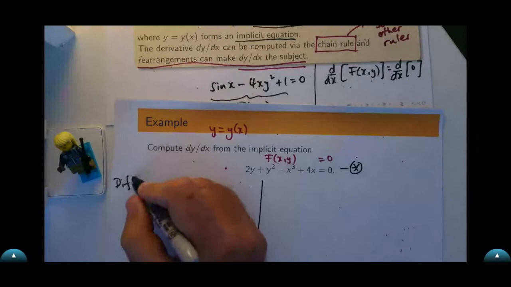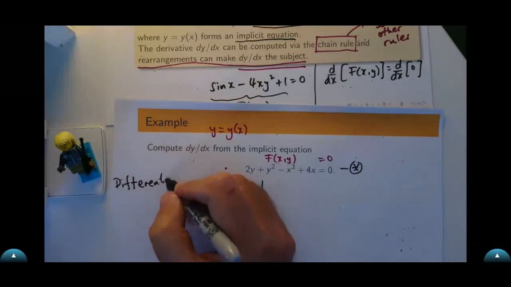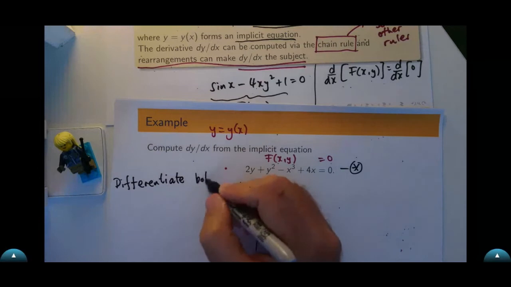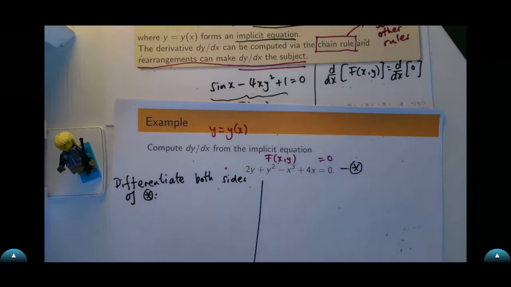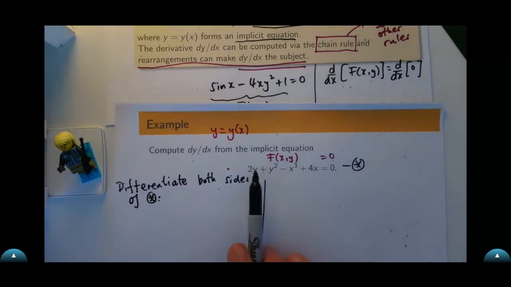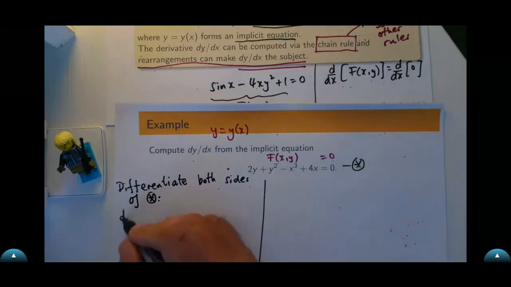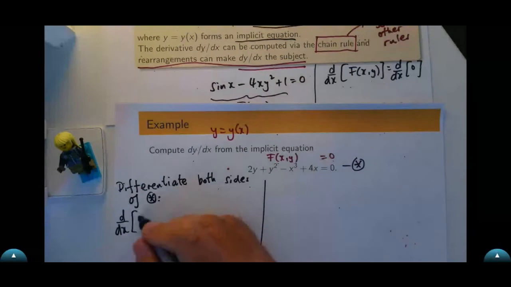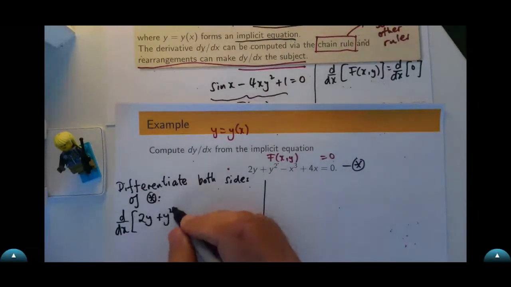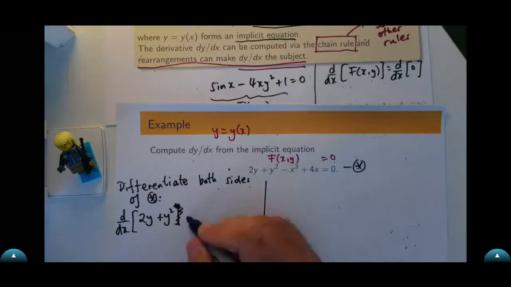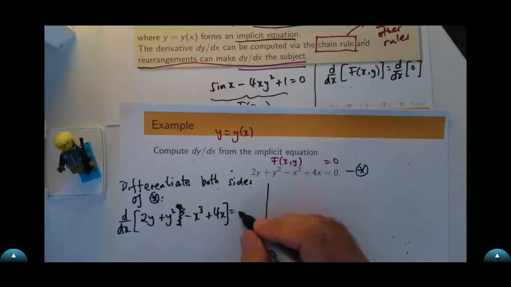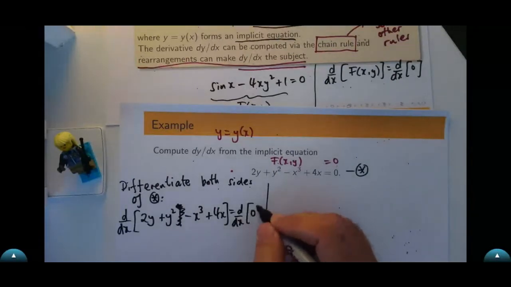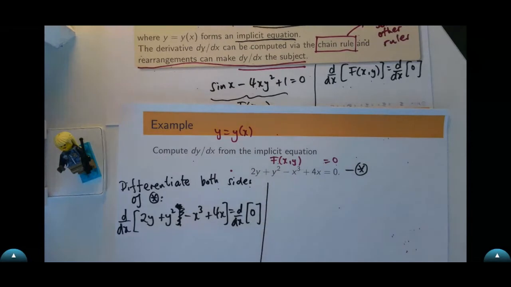So let's differentiate. Okay? So this is nice because we can break it up into, you know, the derivative of that plus the derivative of that minus the derivative of that, etc. Oops, sorry, that shouldn't be there. All right, so we are differentiating both sides with respect to x. Great.